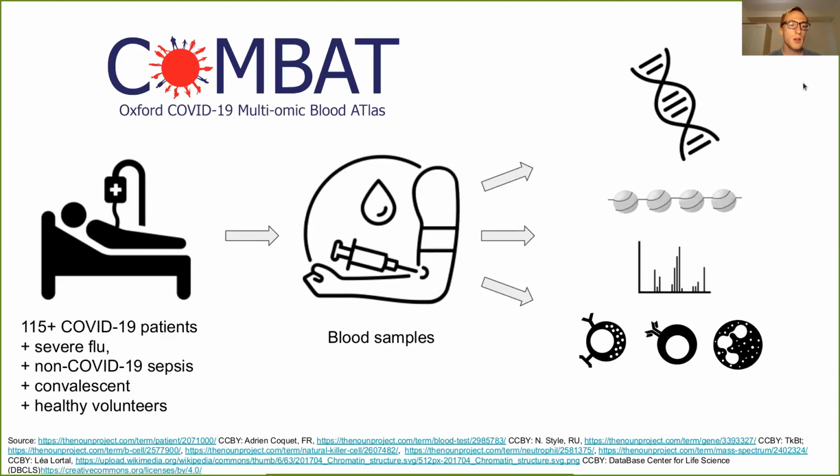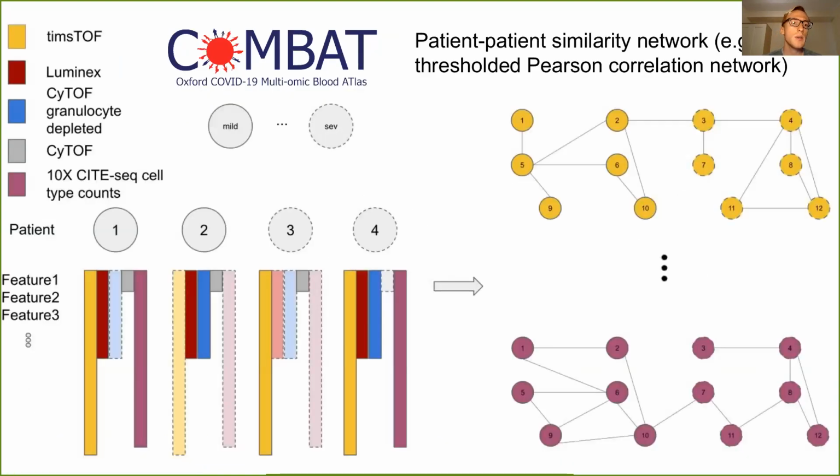Within the consortium, data on 115 plus COVID-19 patients was collected, as well as severe flu patients, non-COVID-19 sepsis, convalescent, and healthy volunteers. From these patients, blood was collected, and a number of different biological assays were performed on that, including single cell and bulk transcriptomics, proteomics, cell composition measurements, and others. These patients were also clinically characterized. So the data set looks like that for each of the patients, and we have a number of patients spanning different severities of the disease.